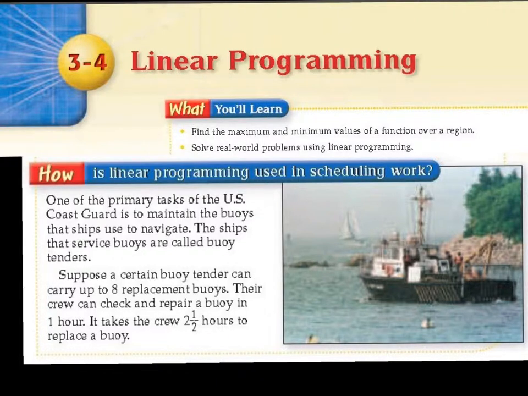One of the primary tasks of the U.S. Coast Guard is to maintain the buoys that ships use to navigate. The ships that service buoys are called buoy tenders. Suppose a certain buoy tender can carry up to 8 replacement buoys. Their crew can check and repair a buoy in 1 hour. It takes the crew 2.5 hours to replace a buoy.